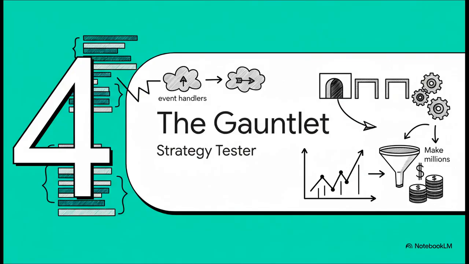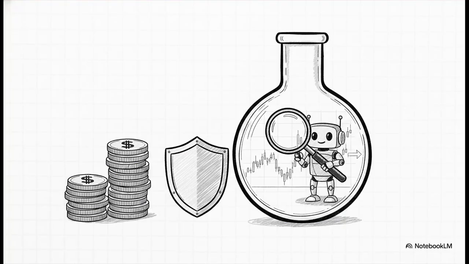Okay, so you've coded your idea, you've used the right program type, you've structured it with event handlers. You're ready to make millions, right? Not so fast. Now comes what is arguably the most critical phase of all, running your strategy through the gauntlet, the strategy tester. This step is completely non-negotiable. Seriously, backtesting lets you see how your strategy would have performed over years of past market data. It's your lab. It's where you find the flaws, prove your theories, and build confidence before a single real dollar is on the line. And the built-in strategy tester is an incredibly powerful tool for this.